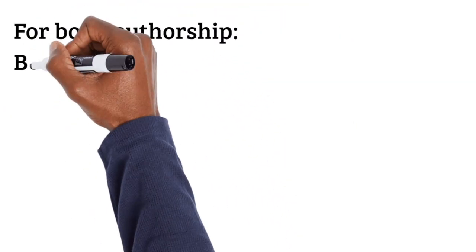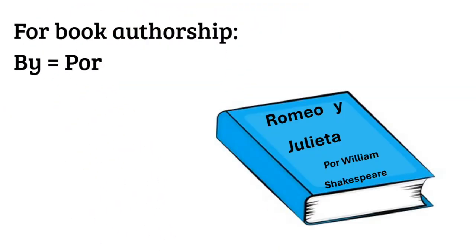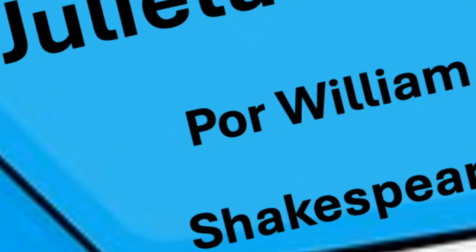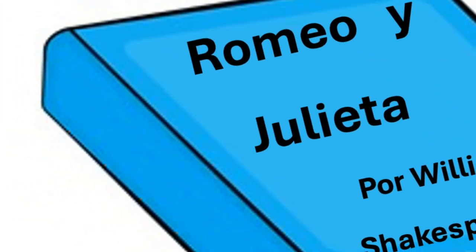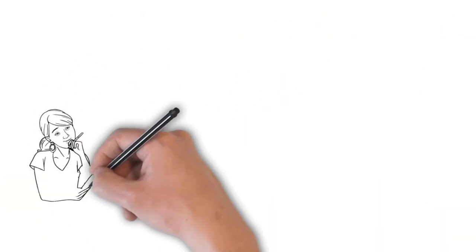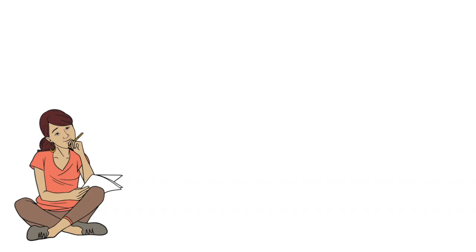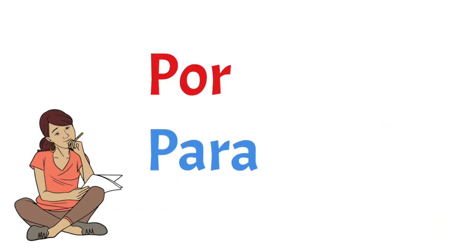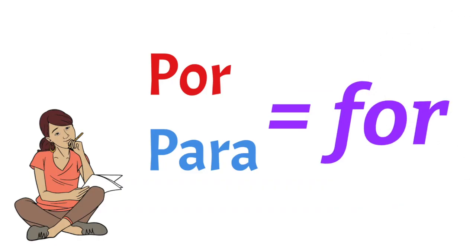In some ways, these words are pretty straightforward. For example, when it comes to authorship of a book, by in English is por in Spanish, which is just a matter of learning vocabulary. The challenge, especially for English speakers, comes from the less straightforward part of these words, which is that both of them can be translated as the English word for.